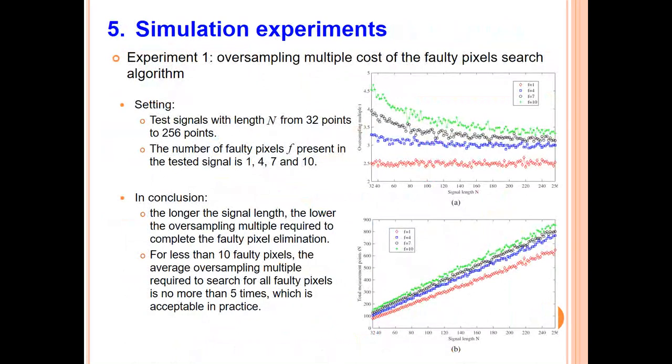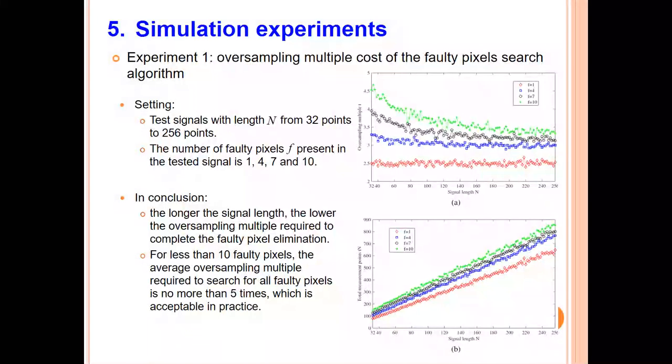At last, we carried out two simulation experiments. The first experiment is to explore the oversampling multiple cost of the 40 pixels search algorithm. The results show that the longer the signal length, the lower the oversampling multiple required to complete the 40 pixel elimination. And for less than 1040 pixels, the average oversampling multiple required to search for all 40 pixels is no more than 5 times, which is acceptable in practice.